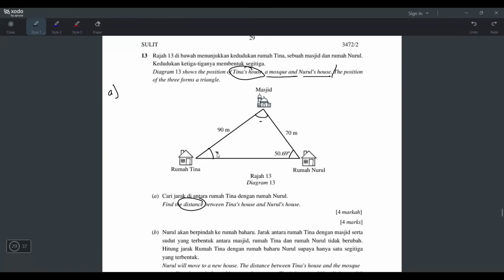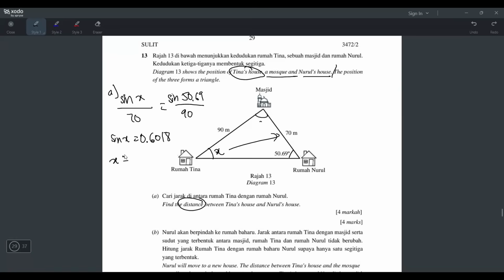Okay, let's find the angle here first at the rumah Tina. Let's call this x for now. So it will be sine x over the opposite, which is 70, equals the complete pair. Write the sine angle atas lah: sine 50.69 over 90. Now I can find my x. Just tekan all these: sine 50.69 bahagi 90 times 70. My calculator gives me 0.6018, but you have to tekan shift sine answer.